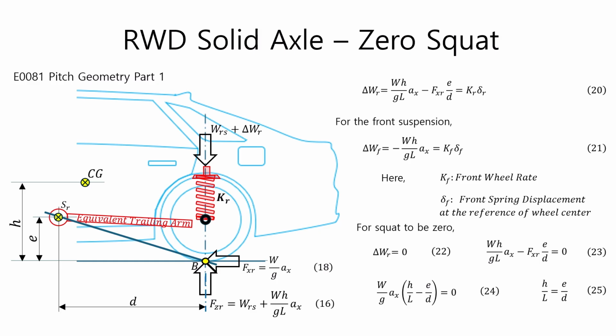In my recent video, E0081, Pitch Geometry Part 1, I explained the similarities and differences between roll and pitch motions. I also provided a comprehensive overview and terminology related to pitch motion, explaining how analysis varies depending on the vehicle drivetrain and drivetrain setup. I also explained how to achieve zero squat and zero pitch angle in rear-wheel drive vehicles using pitch geometry.